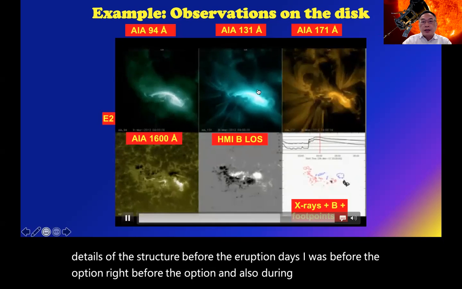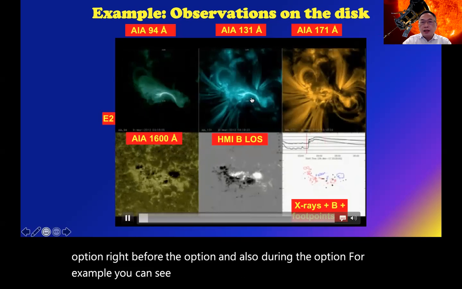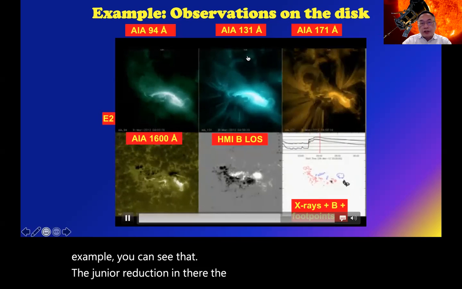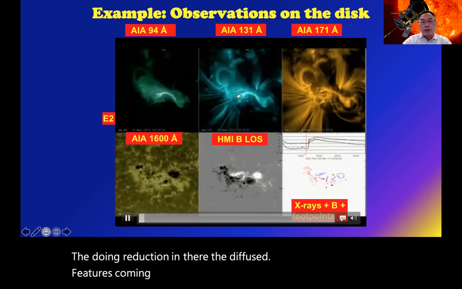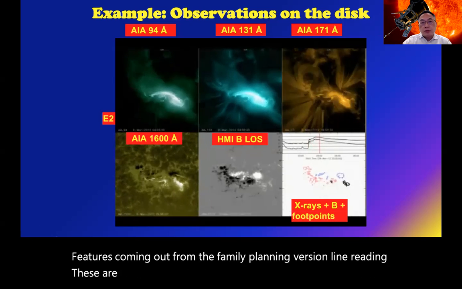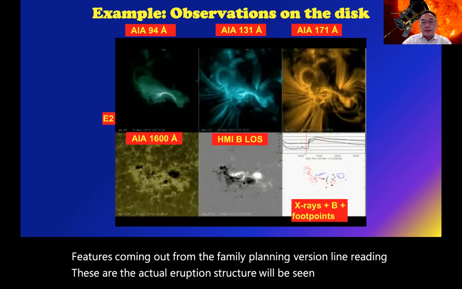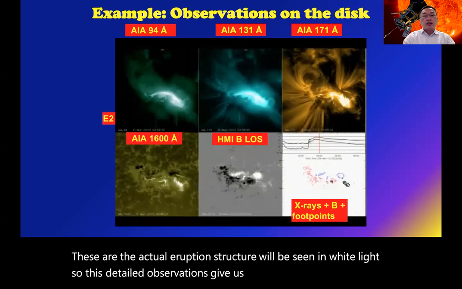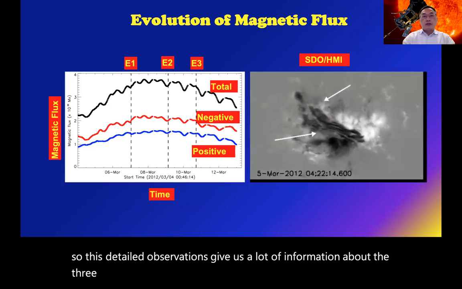For example, you can see that during eruption, there are diffuse features coming out from the polarity inversion line region. These are the actual eruption structures we will be seeing in white light. So these detailed observations give us a lot of information about the 3 eruptions and their evolution.